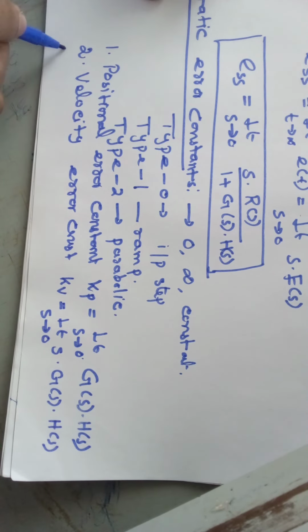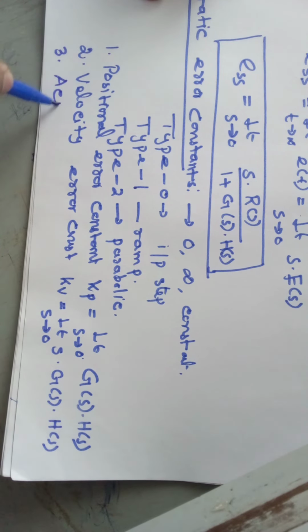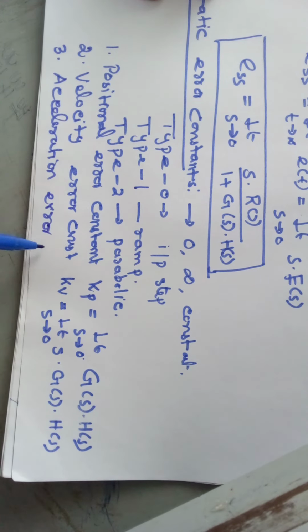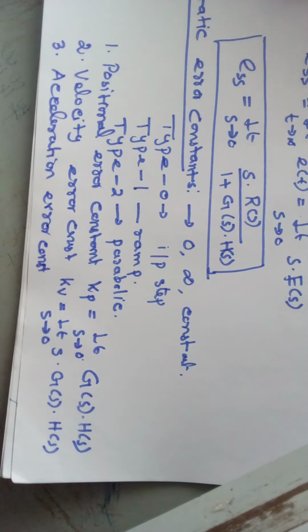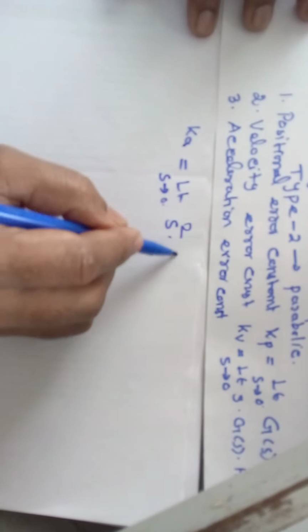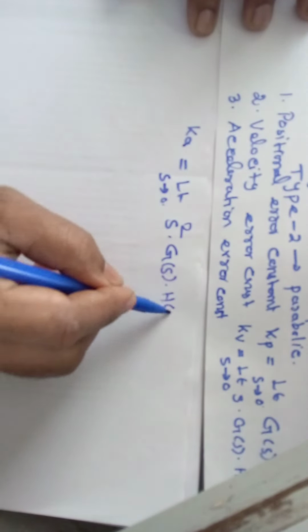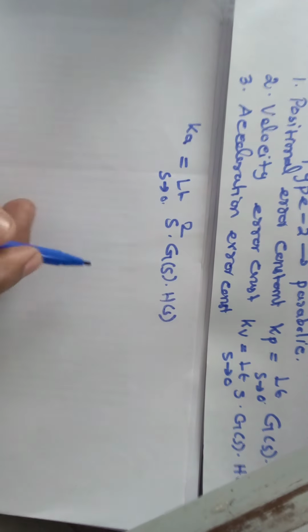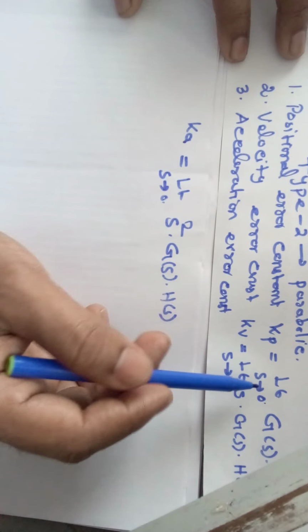And the final one is the acceleration error constant. We can represent this acceleration error constant as Ka. Understood? So Ka, K suffix small a, is equal to limit s tends to 0 of s square into G(s) into H(s). So these are the three important static error constants, and the definitions are these ones.